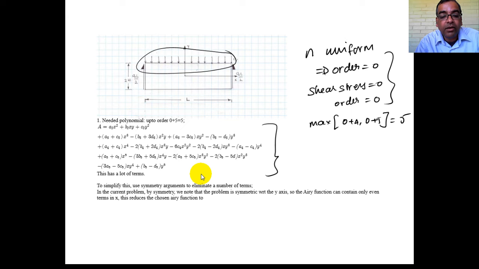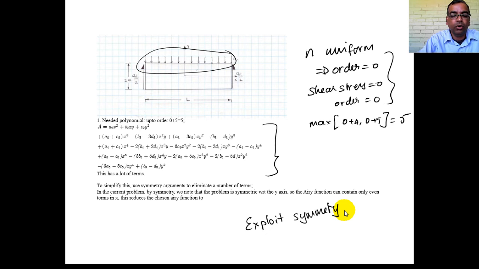You are going to calculate these constants by matching the boundary conditions. And this is where you have to be clever. That is, don't be stupid in trying to blindly match all the boundary conditions. Look at the boundary and see if you can exploit symmetry. So this is the condition: exploit symmetry.